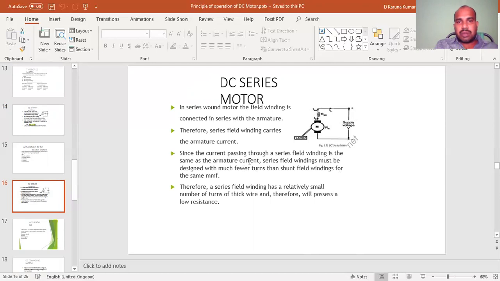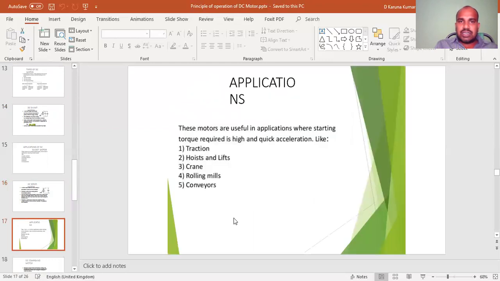Since the current passing through the series field winding is the same as the armature current, the series field winding must be designed with much fewer turns than the shunt field winding for the same MMF. Therefore, the series field winding has a relatively small number of turns of thick wire, and therefore offers low reluctance.